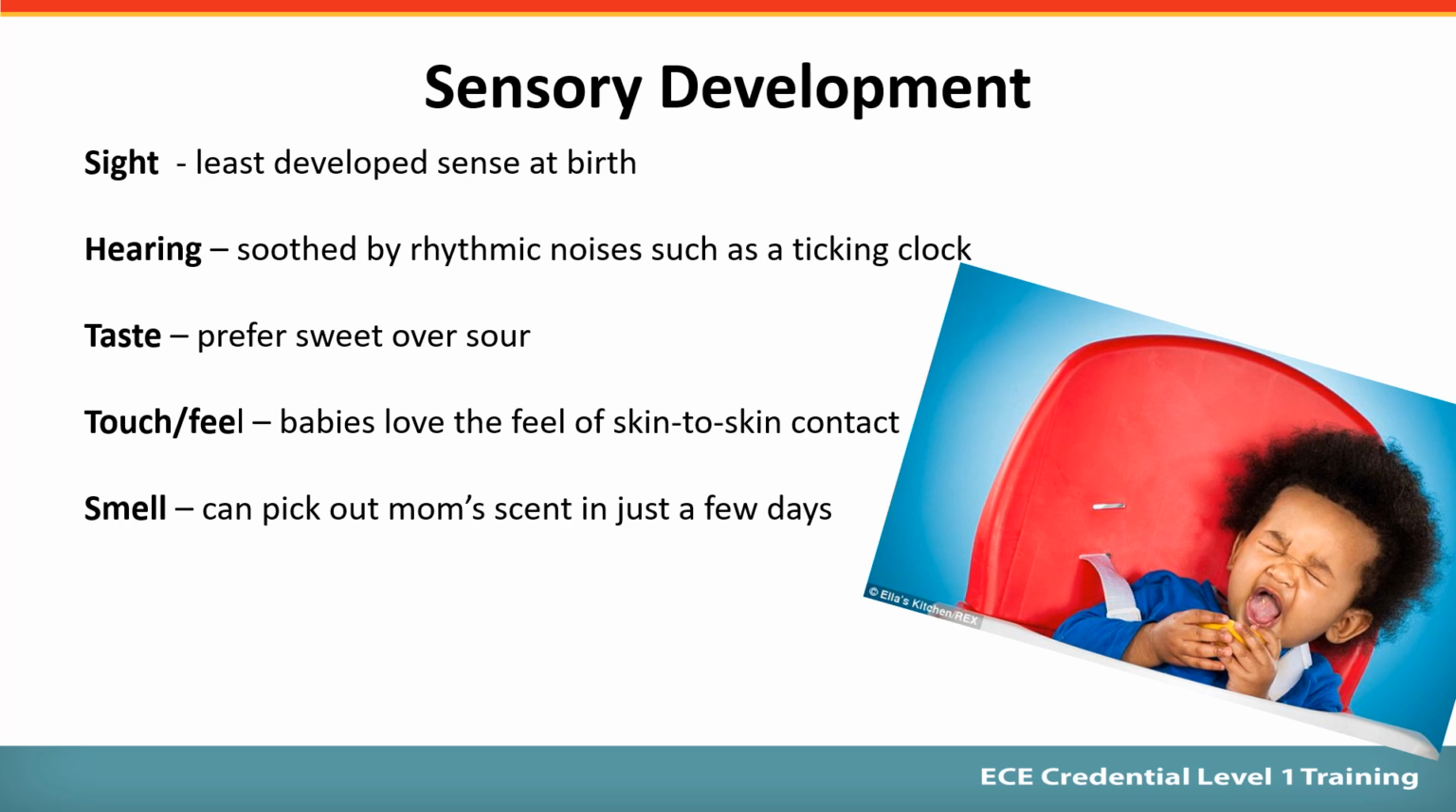Next is smell. Babies can start to pick up a mom's scent in just a few days after birth, so they can recognize who mom is by the smell. Another sensory development thing is pressure. Babies enjoy being swaddled and massaged. When I first saw a baby being swaddled, it looked like they were getting rolled up like a burrito, and they can't really move their arms or legs, but they like that feeling. I would think that might be because that's what it was like in the womb. So swaddling is often a good calming thing for a baby.